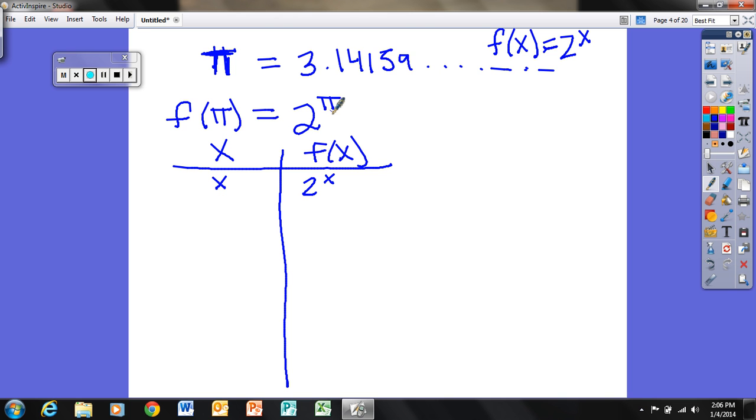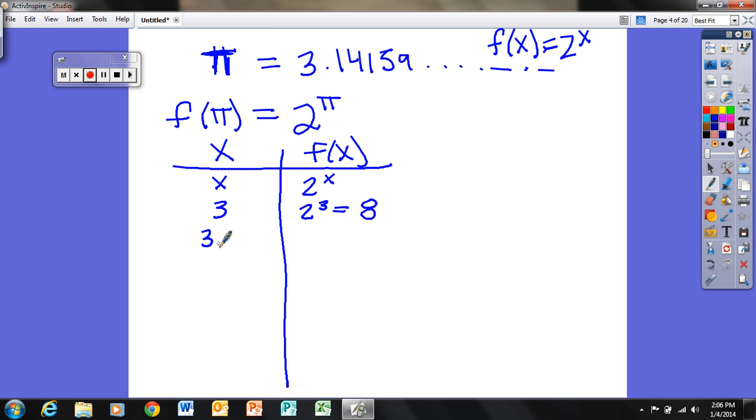Then I know that pi starts with 3. It's 3 point something. So I'm going to use 3 for my first value. If I substitute 3 in for x, I get 2 to the third, which is actually 8. So I'm kind of getting closer to my rational approximation.